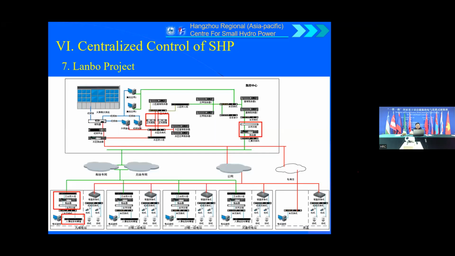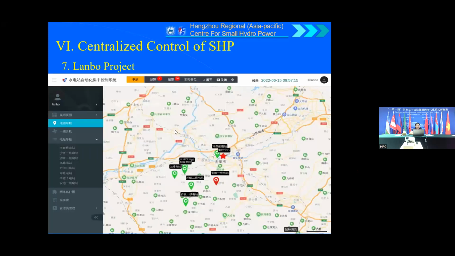You can see this is the structure of the communication. We used some security devices to make sure of the security and safety of the network, and we use the dedicated line for the SCADA system communication, and the red lines are the internet. We use the internet for the live video communication.